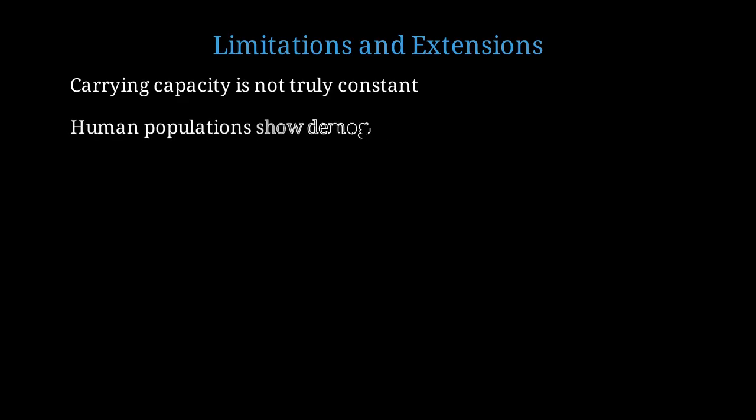While the logistic model is a major improvement, we must acknowledge its limitations and discuss more sophisticated extensions. In reality, carrying capacity changes over time due to technological innovation, resource discovery, and environmental changes. The model assumes K is fixed. Human populations undergo demographic transitions where birth rates decline even before resource limits are reached, due to cultural and economic factors not captured by the simple logistic equation.